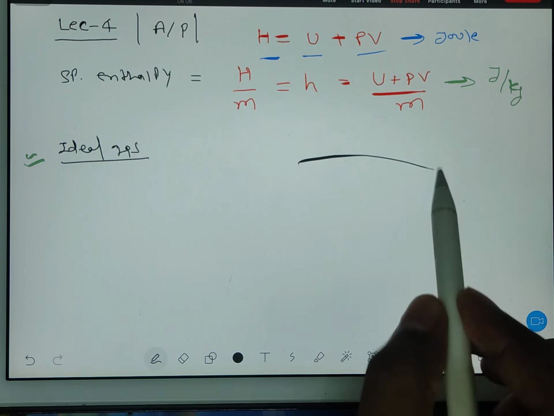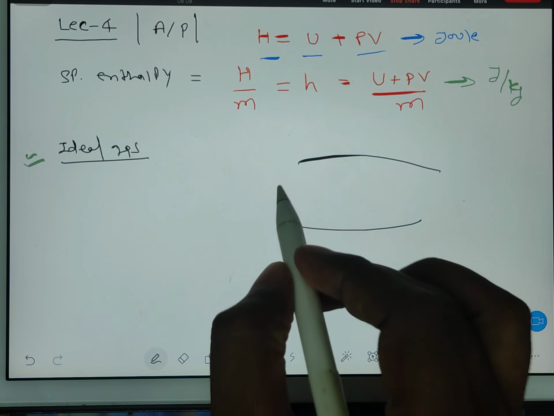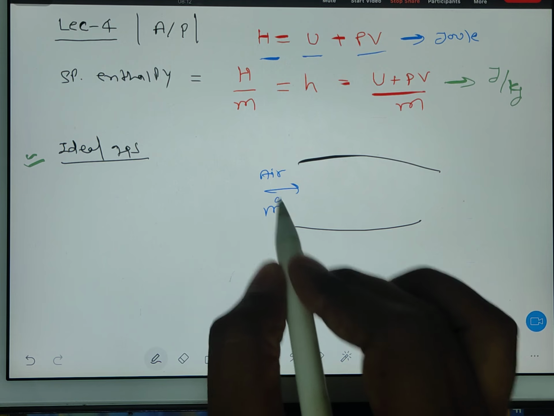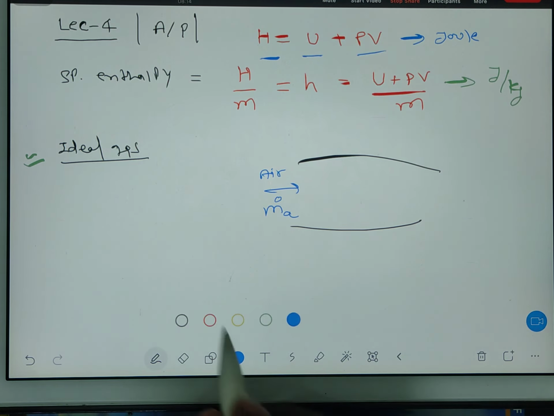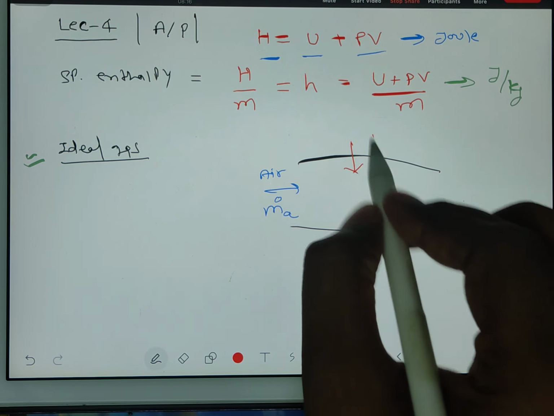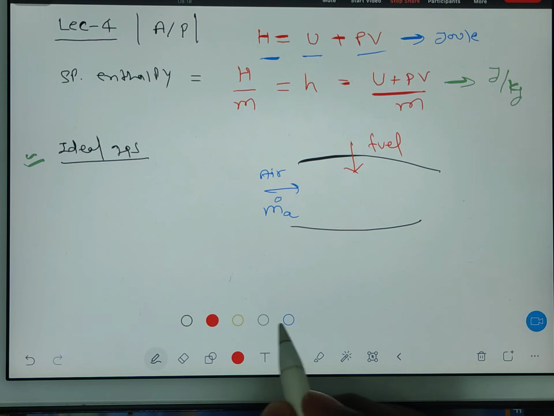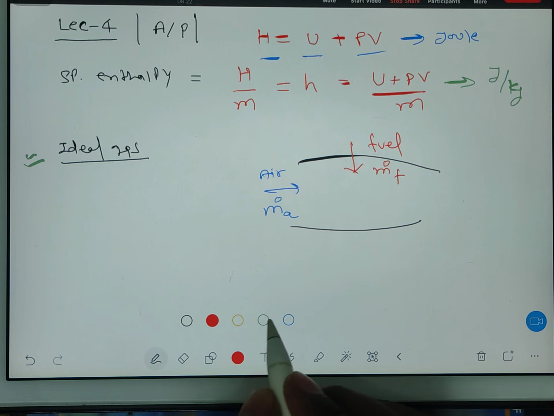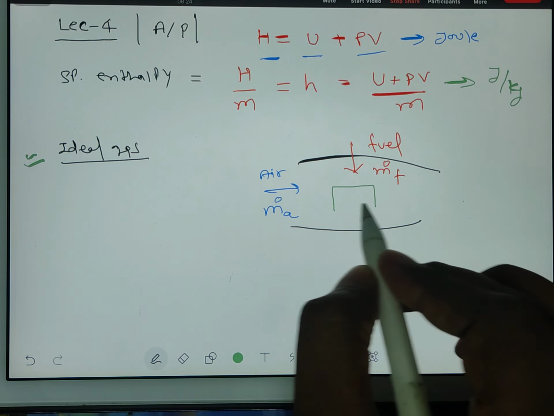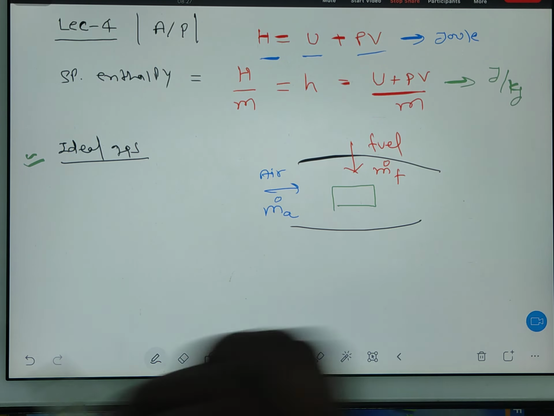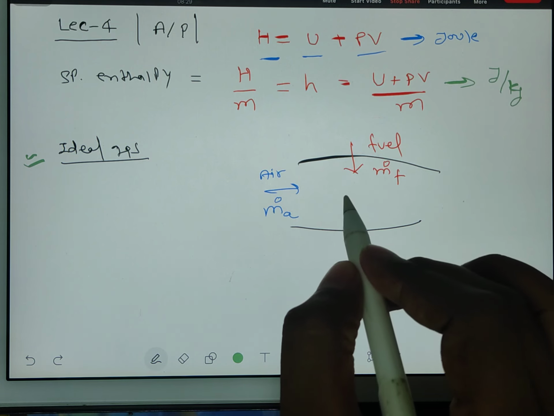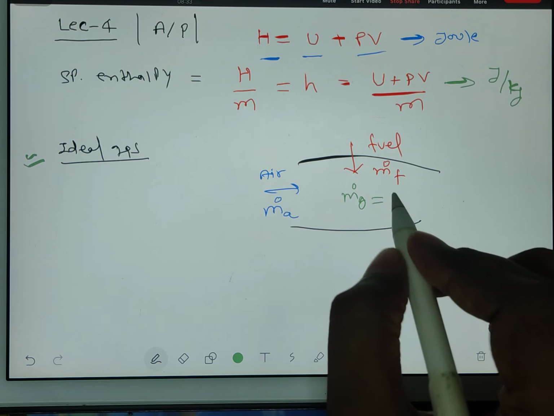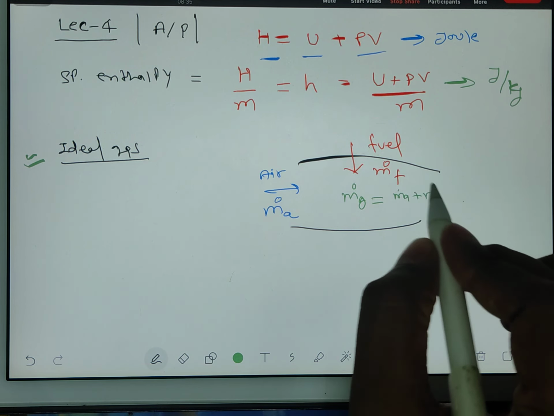For example, in our jet engine, from here we supply air. So the air mass flow rate we say as m dot A, and from here we supply fuel. So the fuel mass flow rate we say m dot F. But when both of them come closer, I mean when they both react with each other, they make m dot gas. So here m dot gas is nothing but m dot A plus m dot F.